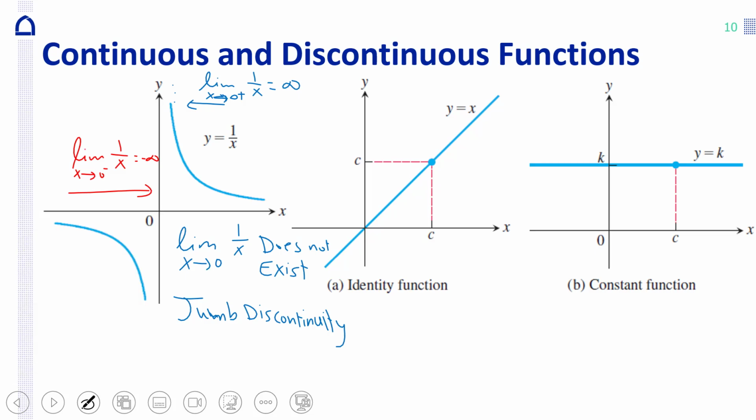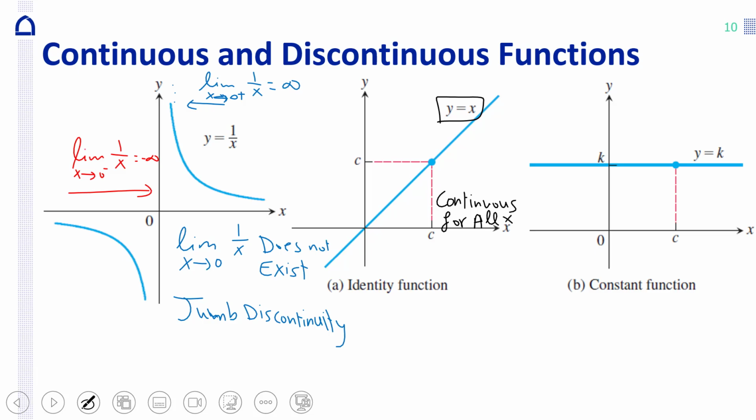Now, for this function, the identity function y equal to x, the value of y is the same as the value of x, so we call it the identity function. We have no problem at any point x. So this is continuous for all x.